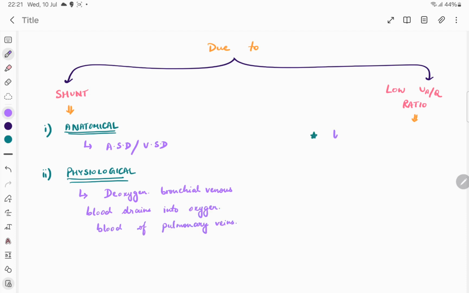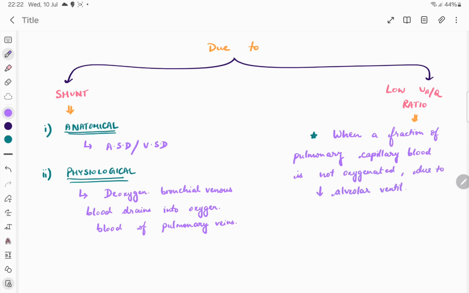Where there is low ventilation perfusion ratio, like mostly at the base of the lung, here the pulmonary capillary blood is not oxygenated properly due to the low alveolar ventilation.